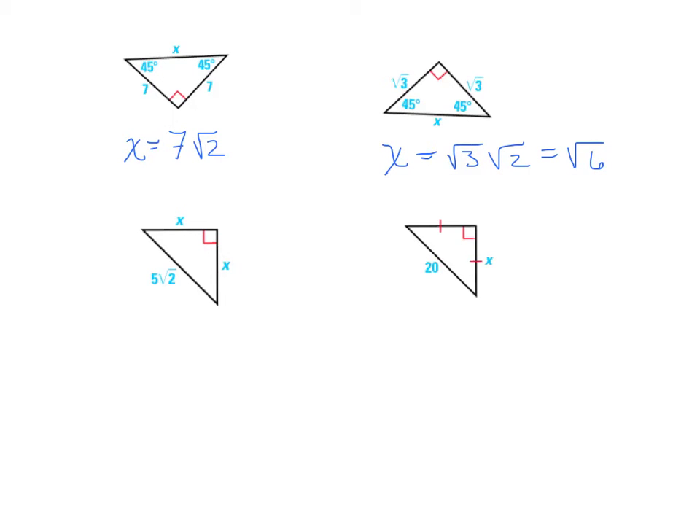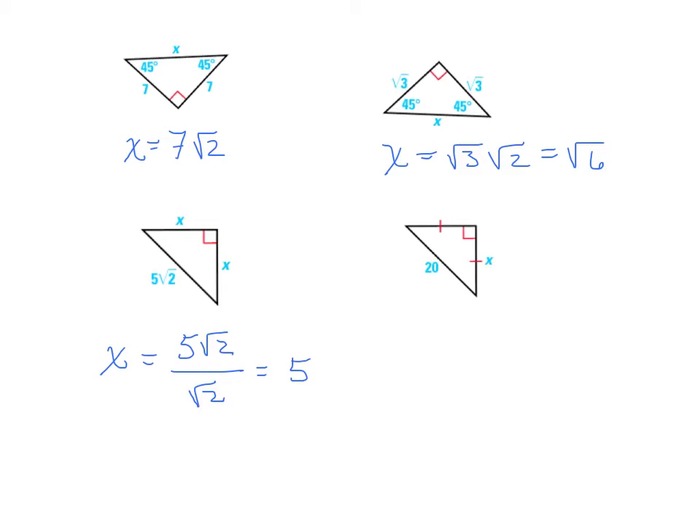In this third example, something different's happening. We're given the hypotenuse and we're going back to a leg. So because we're working backward, instead of multiplying by the square root of 2, we will divide by the square root of 2. And when we divide by the square root of 2, we learn that x is 5.